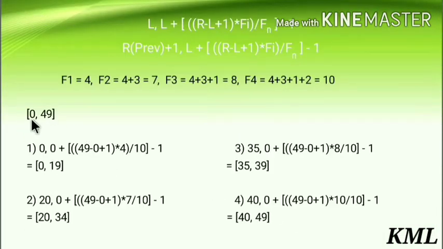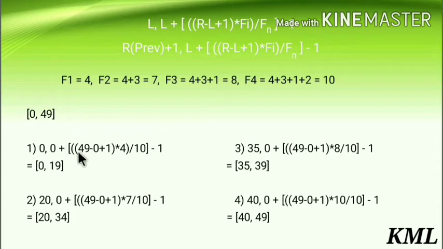So see here, 0, 49. Now use these two formulas. This one for the first subinterval and this is for the remaining three. So use L as 0 and R as 49 here. First take this 0 as it is, the L value. Now what is L? 0 plus (R minus L, 49 minus 0 plus 1) into F1. Why F1? Because this is the first subinterval. So into F1, divide by Fn. Fn is 10. This minus 1 as it is.